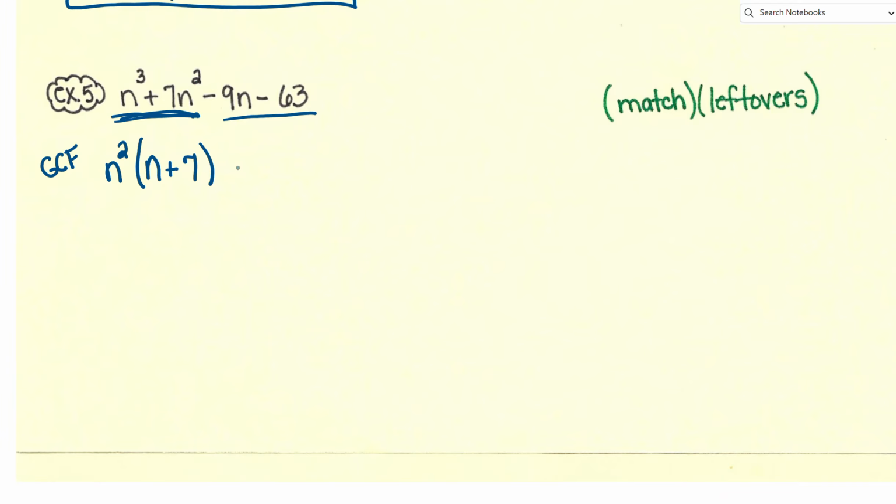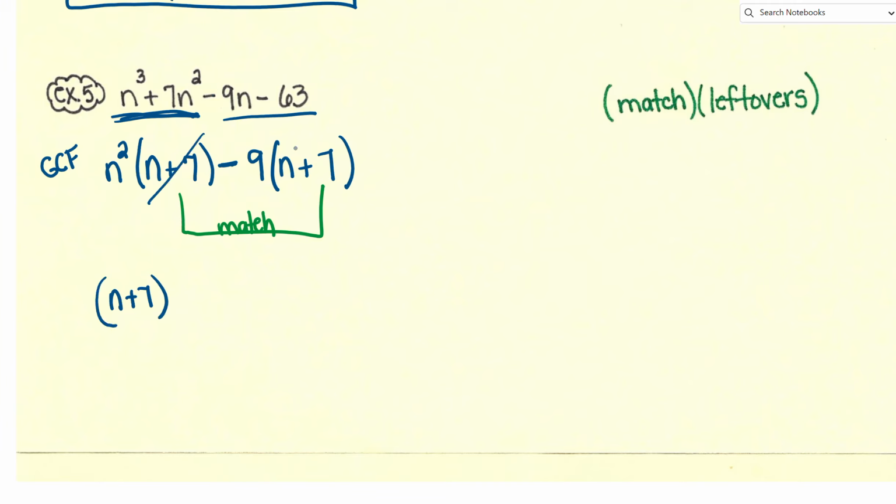Here, we're going to take out a 9. But in order for our signs to match, it needs to be a negative 9 so that we have negative divided by negative to give us positive n, and negative divided by negative to give us positive 7. Then I have my match, which is n plus 7, or the common factor that they both have. So n plus 7, take out that common factor, and see that you're left with n squared minus 9. So n squared minus 9.